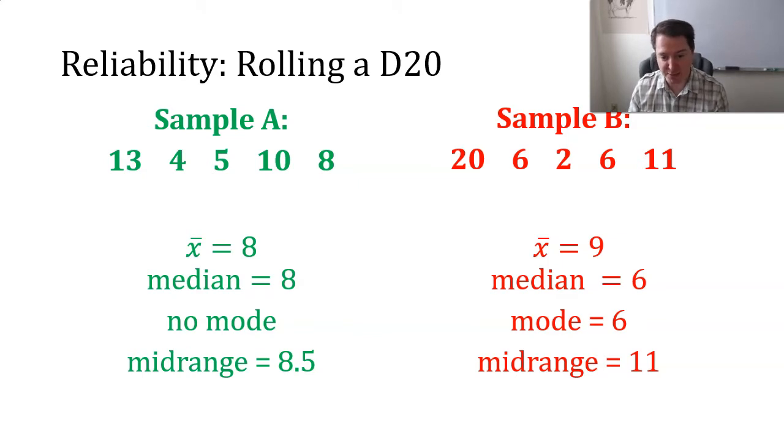And we see these means of 8 and 9 are only 1 apart. The medians are 2 apart, and the mid-range is 2.5 apart. And that's essentially the order I'd expect things to be. The mean is the most reliable of these, and the median is a little bit behind it. So that's the first thing, is reliability.